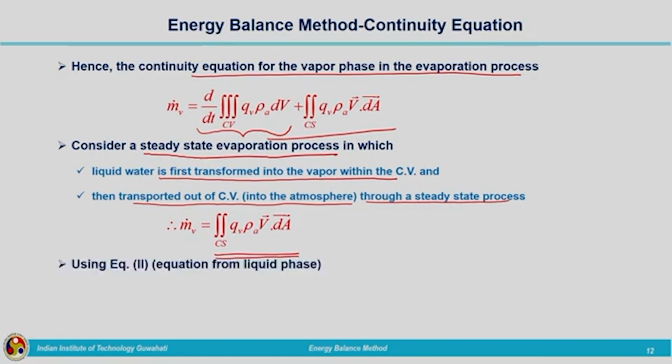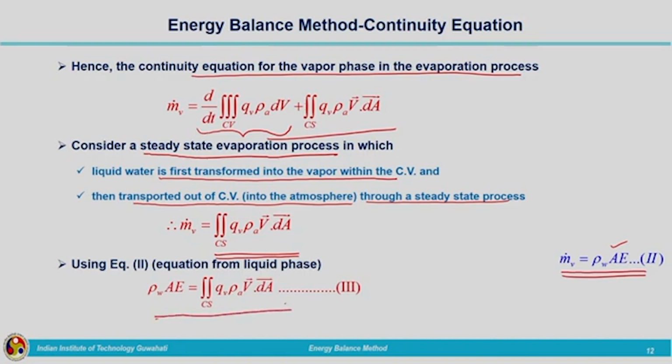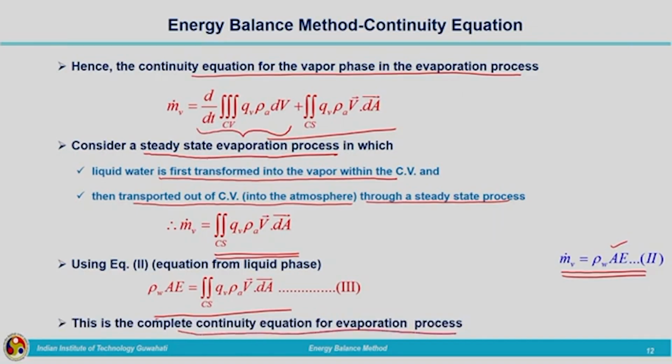Now, by using equation 2 from the liquid phase, we have already found out m dot v is equal to rho W A, from the continuity equation for the water phase. So, we can write this equation: rho W A is equal to the surface integral of QV rho A V dot dA. Let this equation be equation number 3. This is the complete continuity equation for evaporation process.